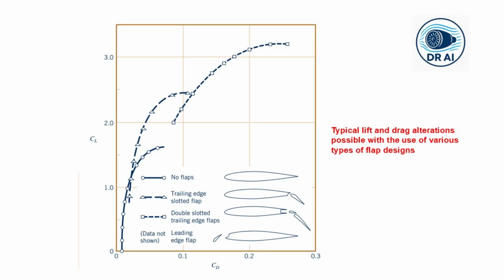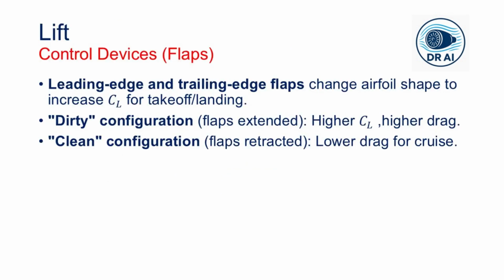This particular figure is showing the leading edge and trailing edge flaps, the devices that temporarily change the airfoil shape to increase the lift when needed. During takeoff and landing, aircraft fly at relatively lower speeds. To generate enough lift at these speeds, they need higher lift coefficients. Deploying flaps increases the camber and effective area of the wing, dramatically increasing the maximum lift coefficient.